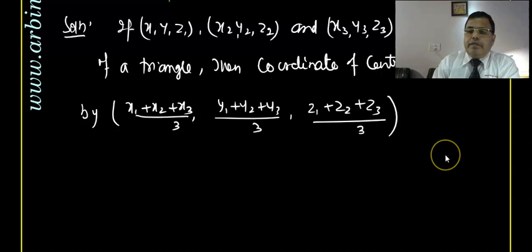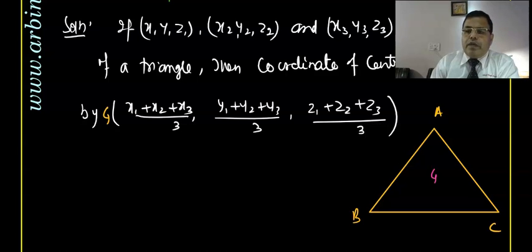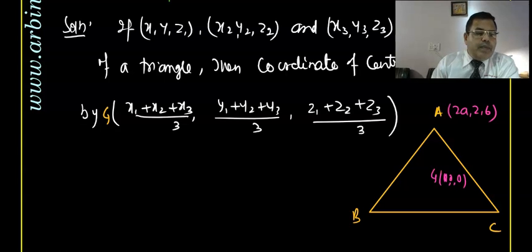Now here the coordinate of the centroid G is (0, 0, 0). This is the coordinate given. The coordinate of P is (2a, 2, 6), and Q is (-4, 3b, -10), and the coordinate of R is given as (8, 14, 2c). Okay.